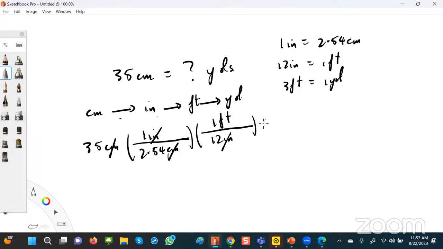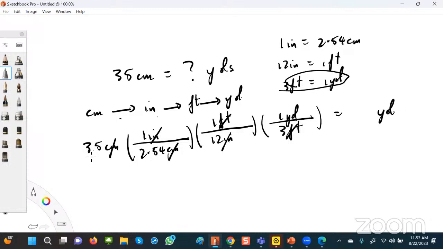And then now to get to the final step, we're going to go from feet to yard. We're going to use this relationship right here, where you're going to have 1 yard above and 3 feet below. And that's a setup. The feet units will cancel out here and here. So your final answer would be expressed in a yard unit. So let me do the number crunching here. 35 divided by 2.54, divided by 12, divided by 3. And according to my calculation, again, you have to round off to 2 sig figs. So according to my calculation, I got 0.38 yards.